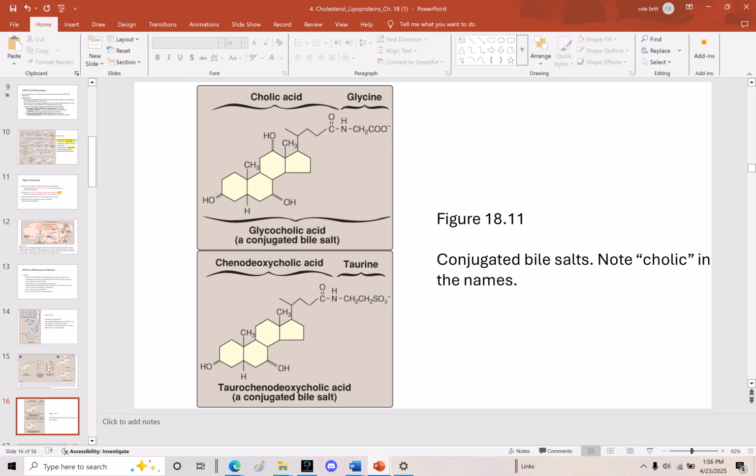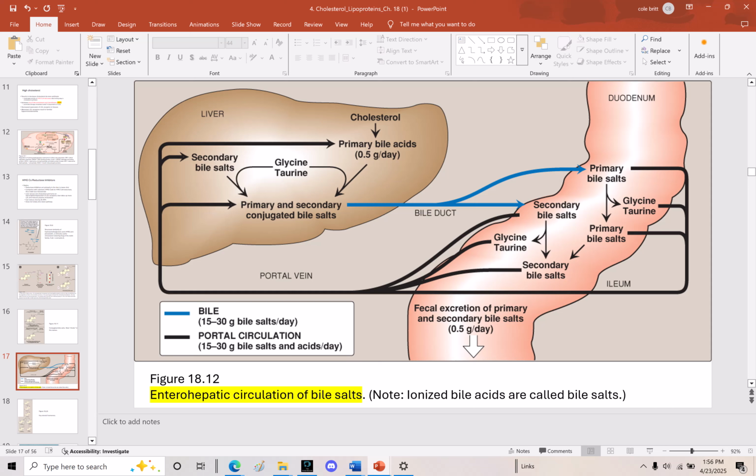So this slide is showing the enterohepatic circulation of bile salts. What does entero mean? Intestine. So entero means intestine, hepatic means liver. Hopefully you knew that one already. So this is intestinal liver circulation of bile salts. Essentially the bile duct is going to be secreting that bile into the intestine. So here's the duodenum of the intestine, and these are going to help with fat or lipid digestion and uptake. And then eventually, further down, these bile salts are going to be reabsorbed.